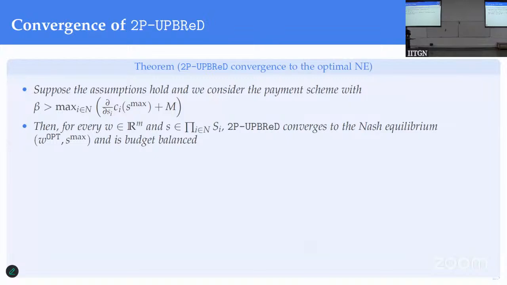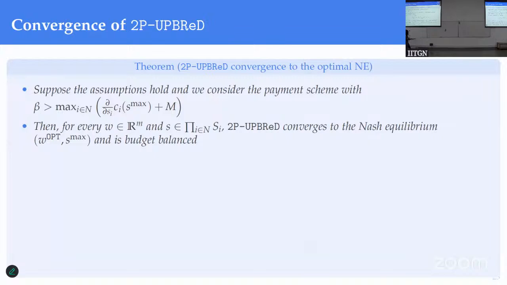Remember, W opt was the maximum of this sum of the accuracy, where S max was the contribution. So that's the ideal federated learning setup: if everybody was contributing their whole data, what is the W that we learn? That is W opt, and we are forcing that this is going to be the Nash equilibrium. We are also ensuring that the payments are budget balanced. Somebody is getting paid and somebody is contributing to that payment, but overall, the mechanism designer has neither any deficit nor any surplus.